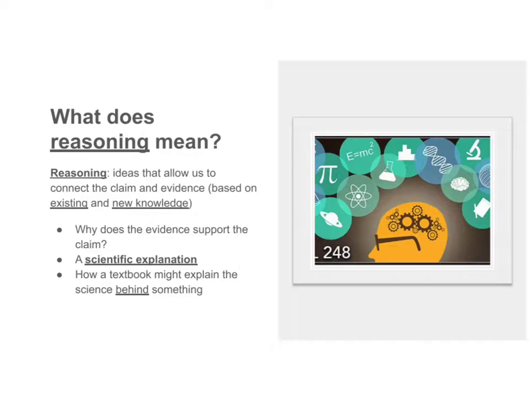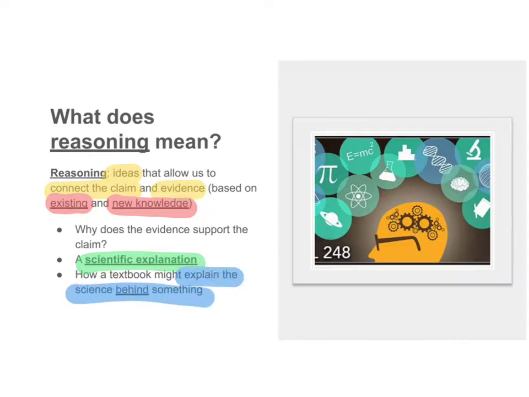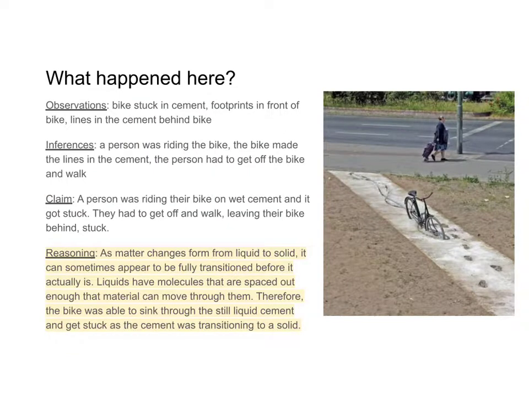Now finally, our last part of a scientific explanation is going to be reasoning. Reasoning are ideas that allow us to connect the claim to the evidence. We can use both existing knowledge that we have and new knowledge, maybe that we gain through our experiment. So we ask questions like, why does the evidence support the claim when making our reasoning? This should be a scientific explanation. Now, sometimes students struggle with this part. So you kind of want to think about like, if a textbook were to explain the science behind something, how would a textbook explain it?